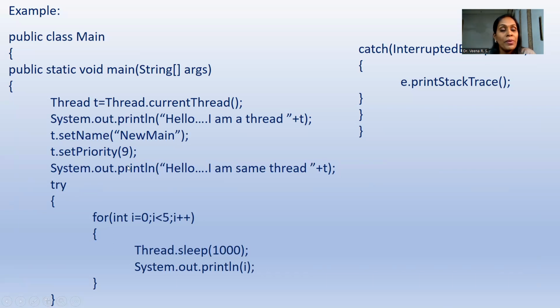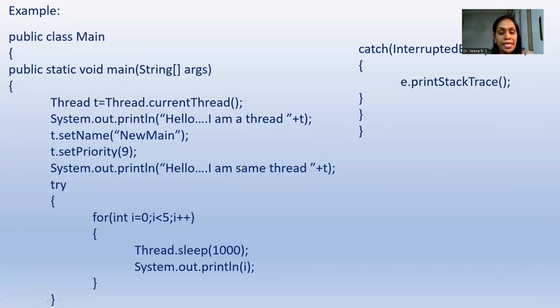And after that, I'll try to print the message, hello, I am the same thread, that is, the value of t should be printed. So what are the default values it prints before, and after changing the name and priority, what is the new value of the thread printed, that we should know. And after that, suppose I just want to print the numbers from 0 to 4. We can make use of a for loop, and before printing the value of i, we want to make the thread enter the idle state for some particular time. So there can be a delay in executing that thread and going forward.